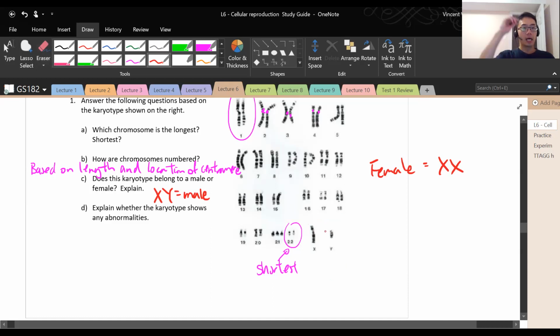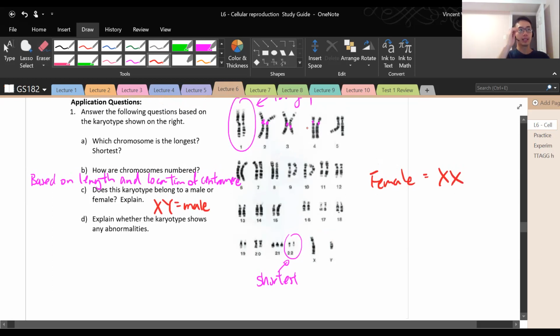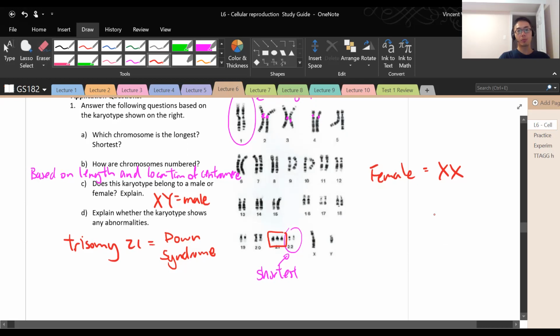Any abnormalities? Anybody? Anything strange on this karyotype? Very good, Makia. There are 3 copies of chromosome 21. So we call this trisomy 21, and that means Down syndrome. So not good, right? The extra chromosome 21 is going to cause various developmental problems. So that's one of the things that a karyotype can pick up.